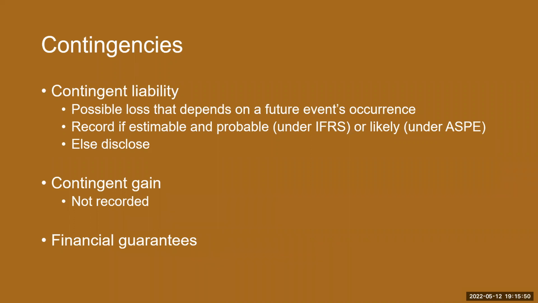Any kind of contingent gain is typically not recorded. There's a very rare occurrence in which it can be, but mostly keep in mind contingent gains we don't record. But if there's a contingent liability, right, if we may suffer a loss due to some future event occurring, then we may have to record a liability for it. And one other instance for contingencies might be if a company provides a financial guarantee.